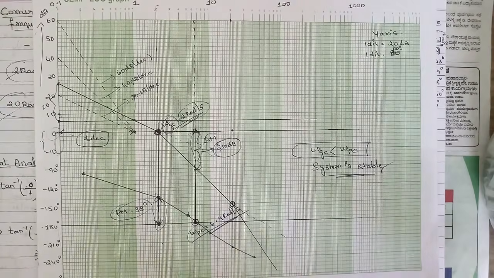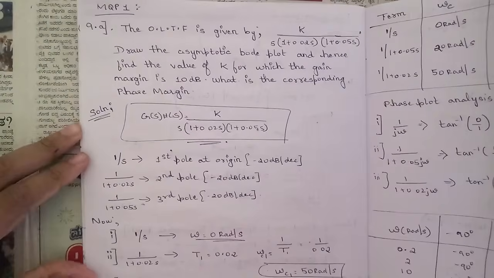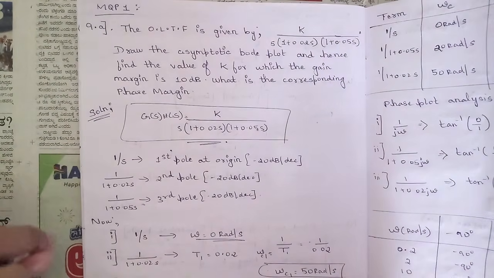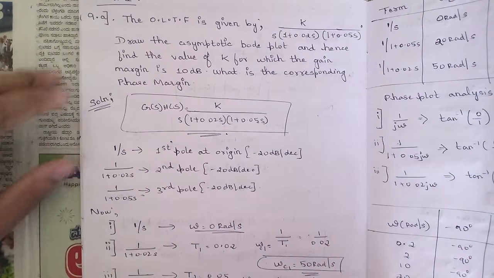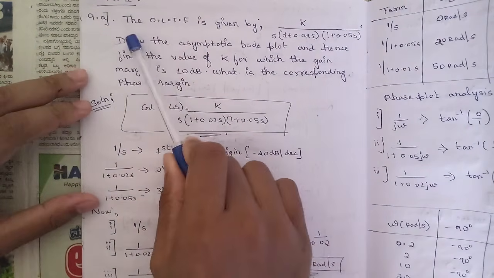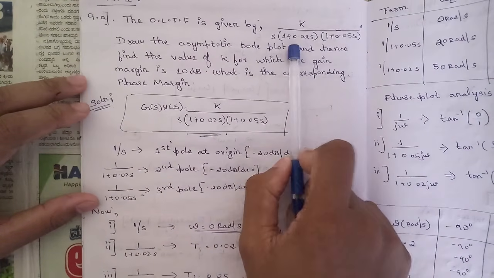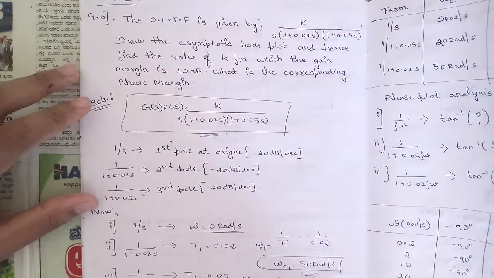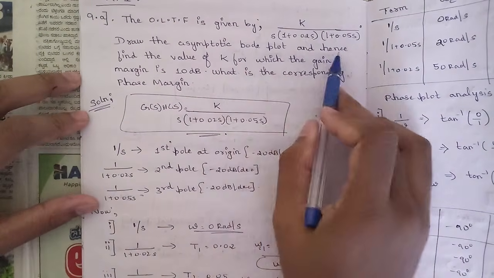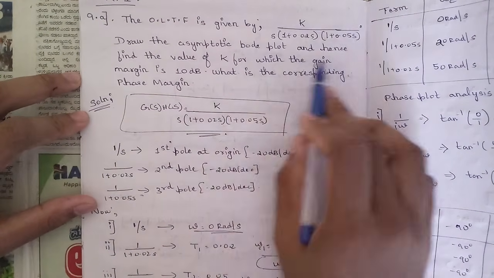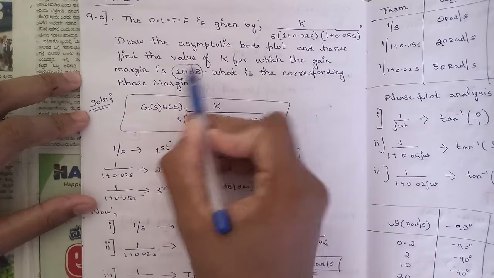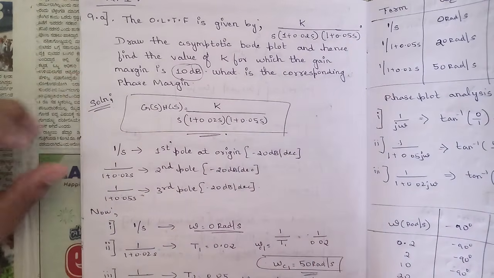So let's discuss a few more problems related to this Bode plot, okay. This is one more kind of problem, which is of a different kind. The question is, the open loop transfer function is given by k divided by s into 1 plus 0.02s into 1 plus 0.05s. Draw the asymptotic Bode plot and hence find the value of k for which the gain margin, they have already given it as 10 decibels. What is the corresponding phase margin?